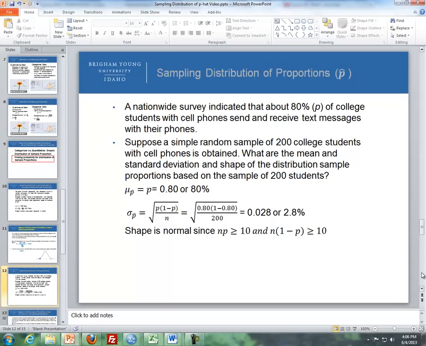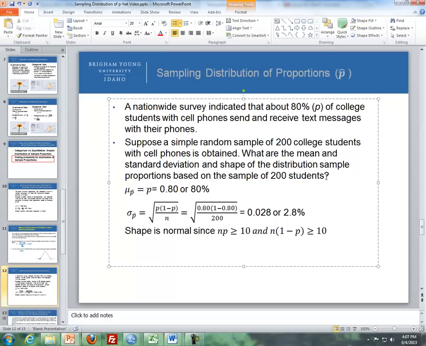And here's an example of this. A nationwide survey indicated that about 80%, or p, that's our population proportion, of college students with cell phones send and receive text messages with their phones. Suppose a simple random sample of 200 college students with cell phones is obtained. What is the mean, standard deviation, and shape of the distribution of sample proportions based on a sample of 200 students?